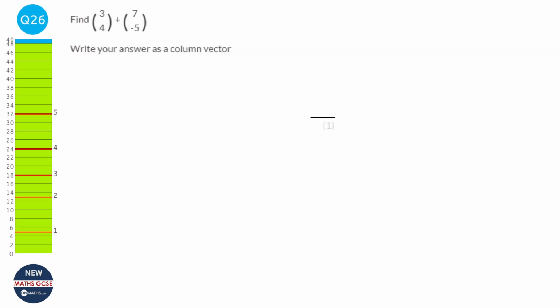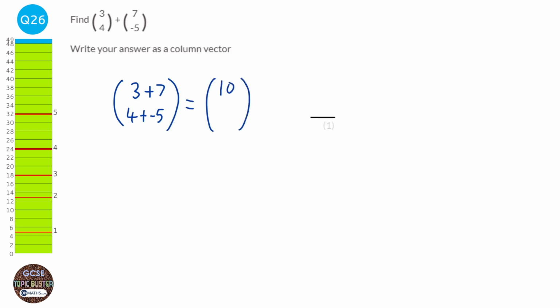To add column vectors, all we need to do is add the tops and add the bottoms. So 3 plus 7 is 10, and 4 plus minus 5, or just 4 minus 5, is minus 1. So our answer is 10 over minus 1.